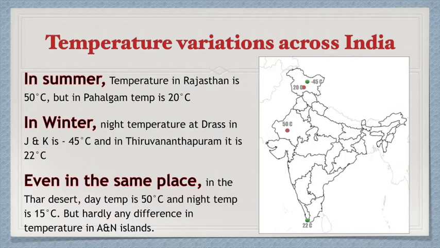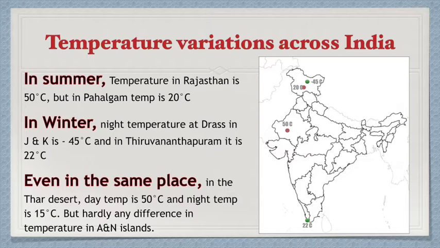Similarly, in winter season, night temperature at Dras in Kashmir Valley is minus 45 degrees centigrade. Very low temperature. But in Thiruvananthapuram, in southern tip of Indian mainland, the temperature is 22 degrees centigrade. So see the variations. More than 67 degrees Celsius variation. So far we have seen temperature variations in different places.